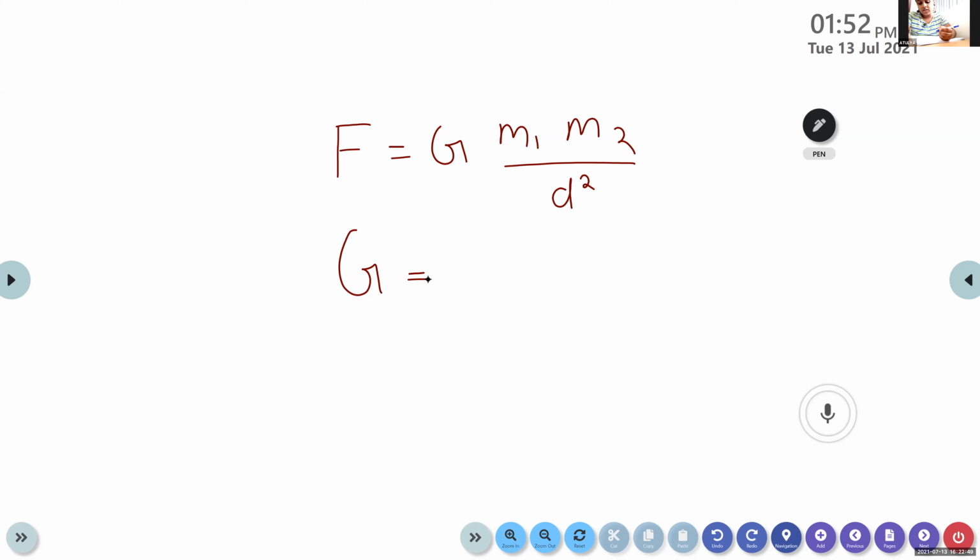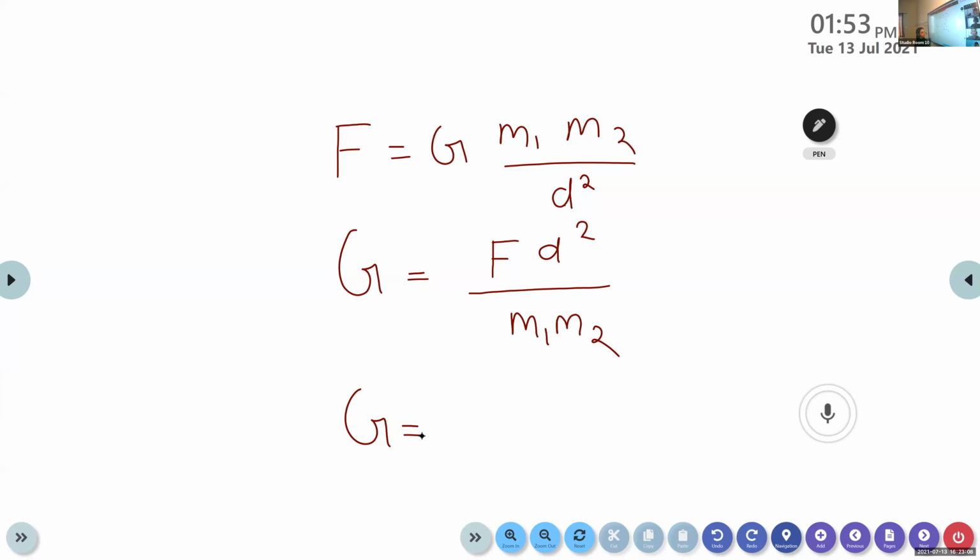F into D square by M. Very good. F into D square. Brought this D square to the force. So F D square divided by M1 M2. Okay, G is equal to F D square divided by M1 M2. Or we can write G is equal to, what is the dimension for force?